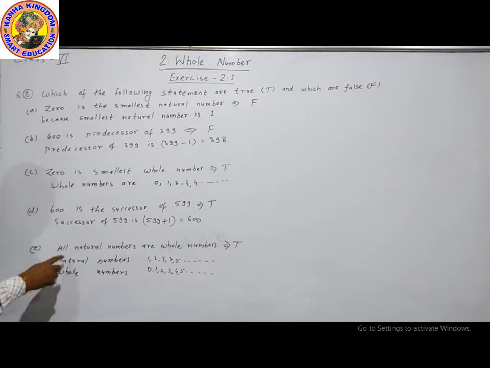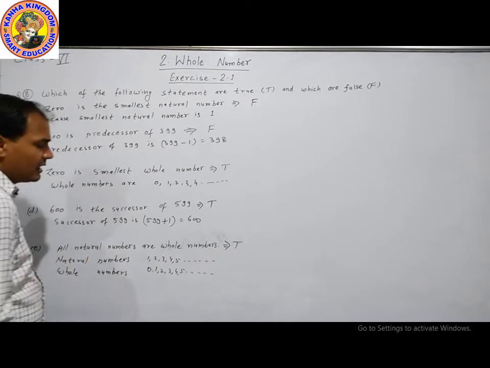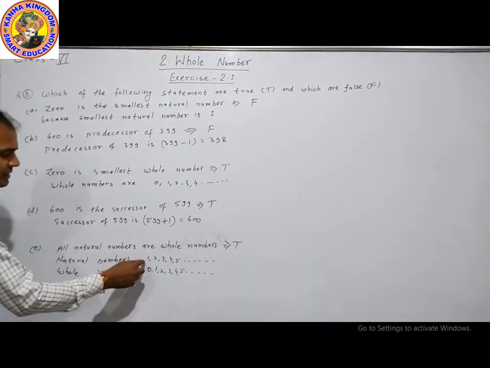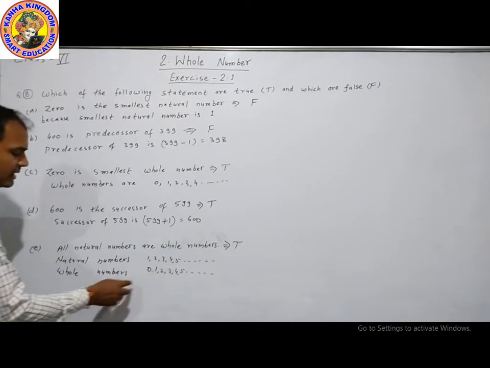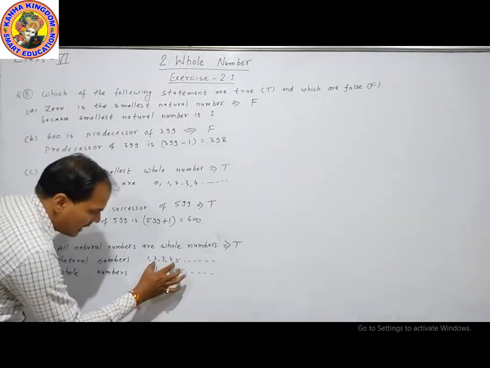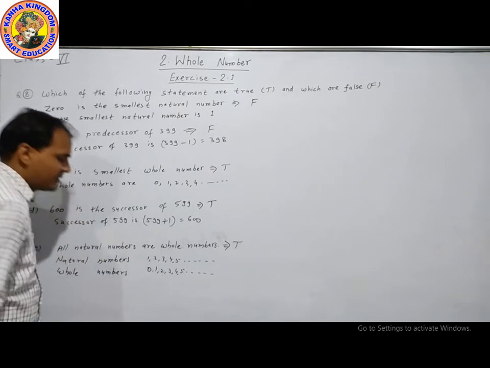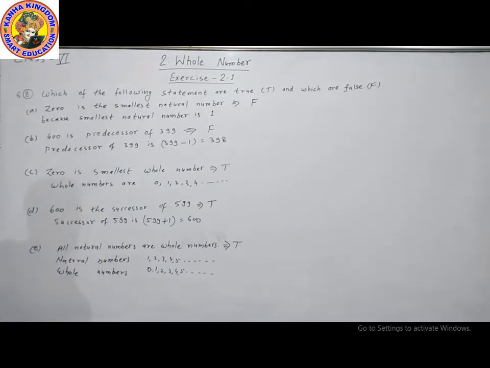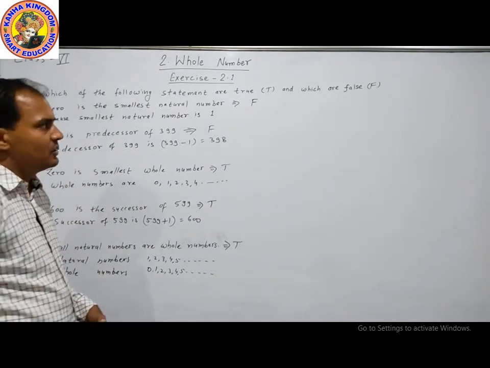Part E. All the natural numbers are whole numbers. Natural numbers are 1, 2, 3, 4, 5. Whole numbers are 0, 1, 2, 3, 4, 5. All the natural numbers are present in whole numbers. So this statement is true.